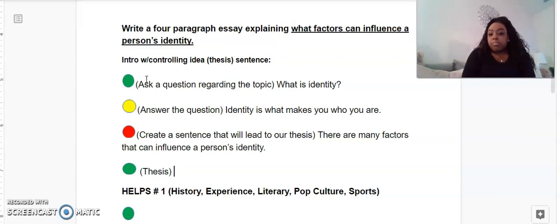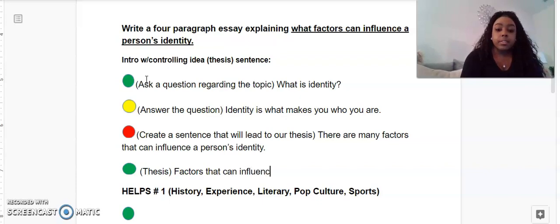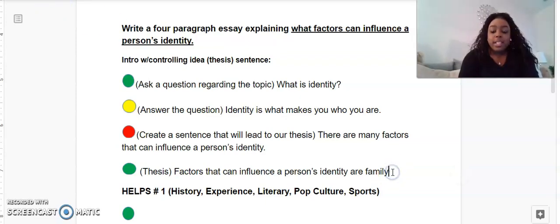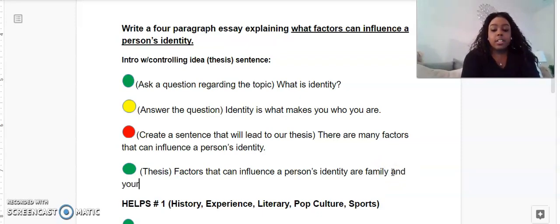So for our thesis statement, we want to include our topic and we want to include 2 reasons. So I can start off and say, factors that can influence a person's identity are, and now I want to pick two things. So one could be, for me, family, and your talents or skills.